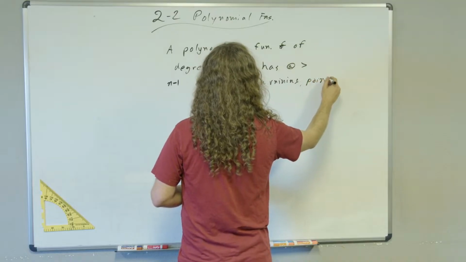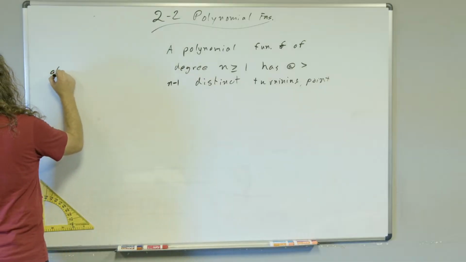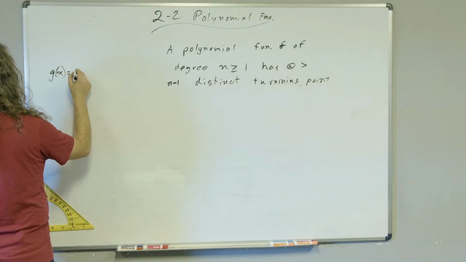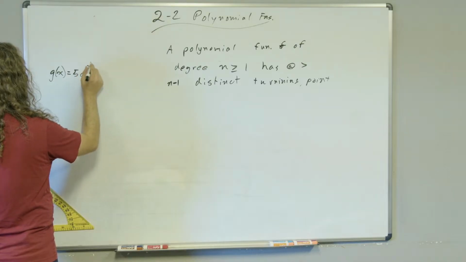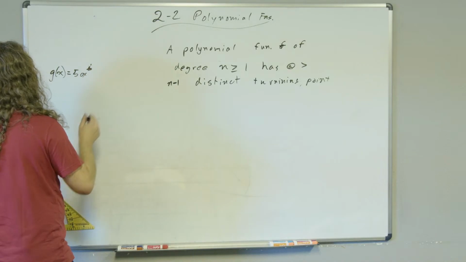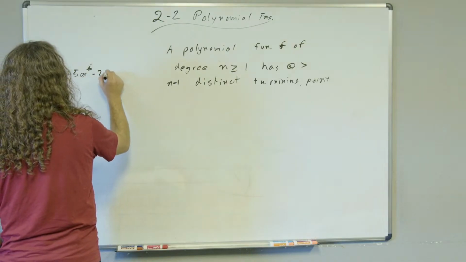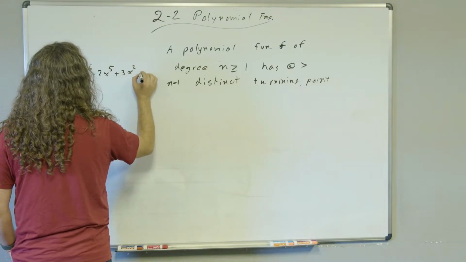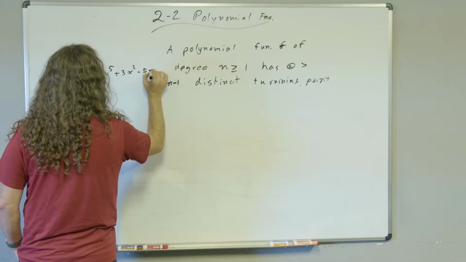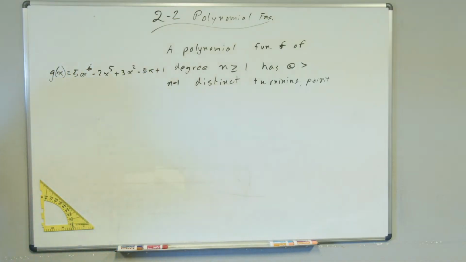Okay, so for example, if we have g of x equals 5x to the 6th minus 2x to the 5th plus 3x squared minus 5x plus 1, it has at most 5 turning points.